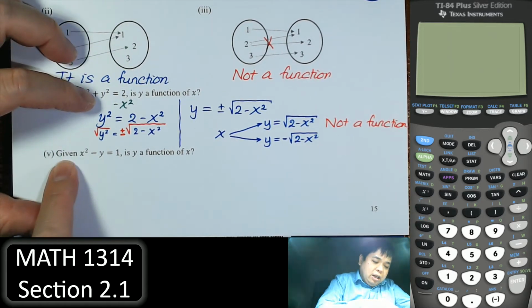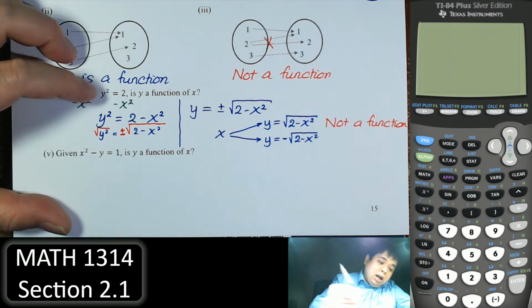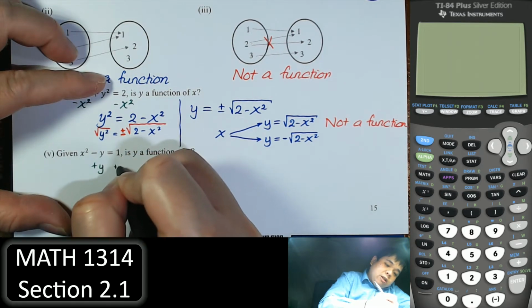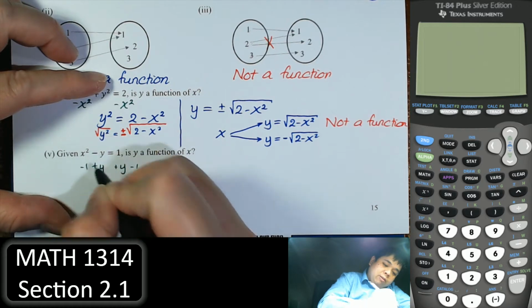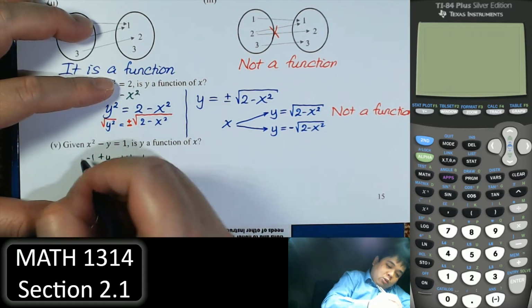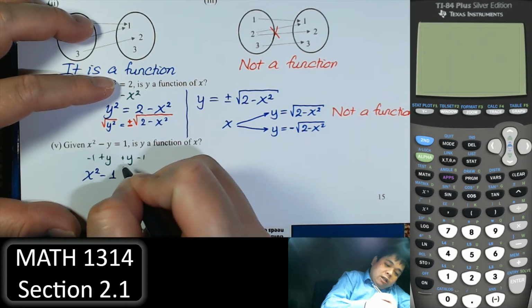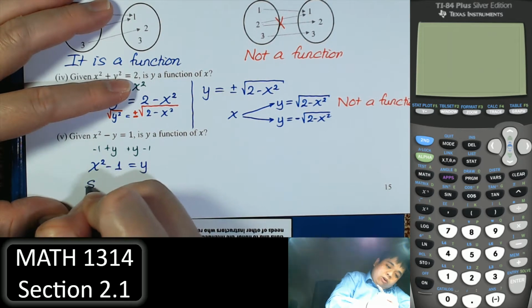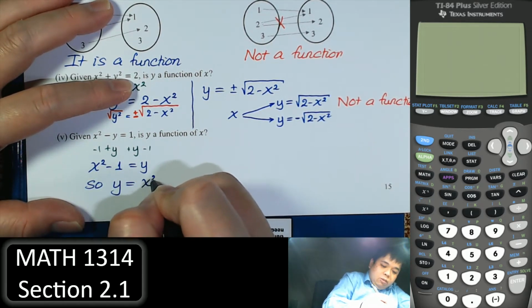Same thing here. Given x squared minus y equal to 1, is y a function of x? To solve for y, just go ahead and add y on both sides, and then subtract 1 from both sides. So we have x squared minus 1 equal to y. So we have y equal to x squared minus 1.